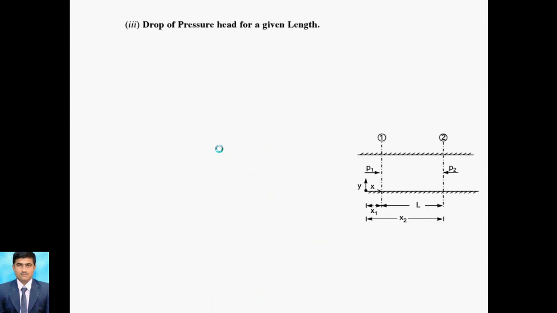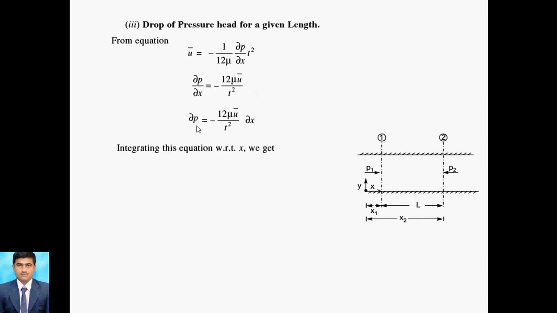Now we move on to finding the drop of pressure head for a given length. First of all, we know the equation u bar is equal to minus 1 upon 12 mu dou p by dou x into t square. This is the equation for average velocity, which we have already found, and we use it for finding the pressure head. Now manipulating the terms, dou p by dou x is equal to minus 12 mu u bar by t square. Here we cross the terms over, take dou x to the other side, and after that we can take integration.